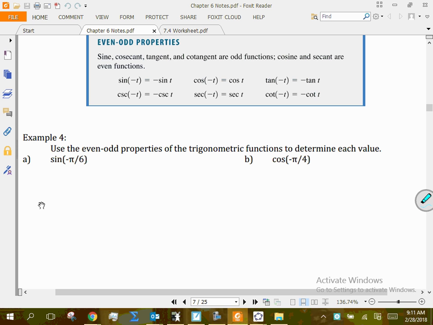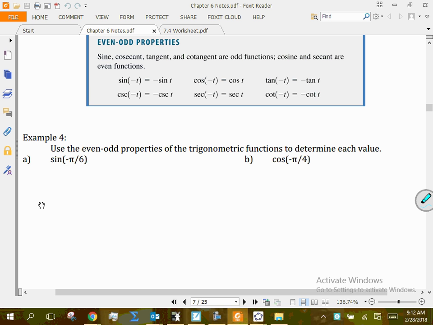It says sine, cosecant, tangent, and cotangent. Those are the ones that are odd functions. We'll come back once we graph these things. It's not as easy to see on the unit circle that they're odd functions, but it's a lot easier once we graph them as waves. It's a lot easier to see they are odd functions.